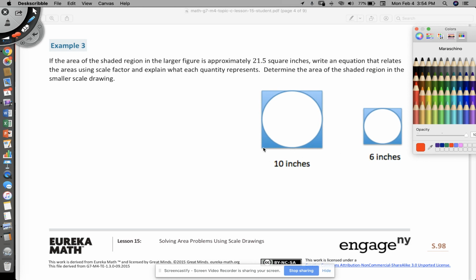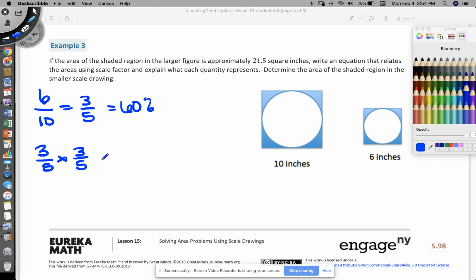All right. So we have some side lengths here. And kind of like what we were doing before, we're going to set those proportional to each other. So we have 6 to 10. We can reduce that down to 3 to 5. Now, if I divide this, I get 60%. Well, actually, you get 0.6, and then we move the decimal 2 places to the right. Again, we're going to take that scale factor and multiply it by itself again, and this will give our quotient of area. And this gives me 9/25. Now, since they told me that the larger figure's shaded region is approximately 21.5, I'm going to take 9/25 and multiply it by 21.5.